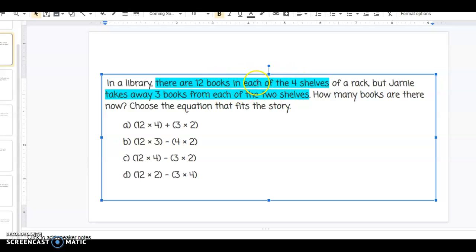12 books on each of the 4 shelves. That's telling me that I have 4 sets of 12. So I need to look down here and see what is going to be representing 4 sets of 12. And when I look through my equations, I can see A shows that, and C is going to show that, 4 sets of 12. B is not going to show that.